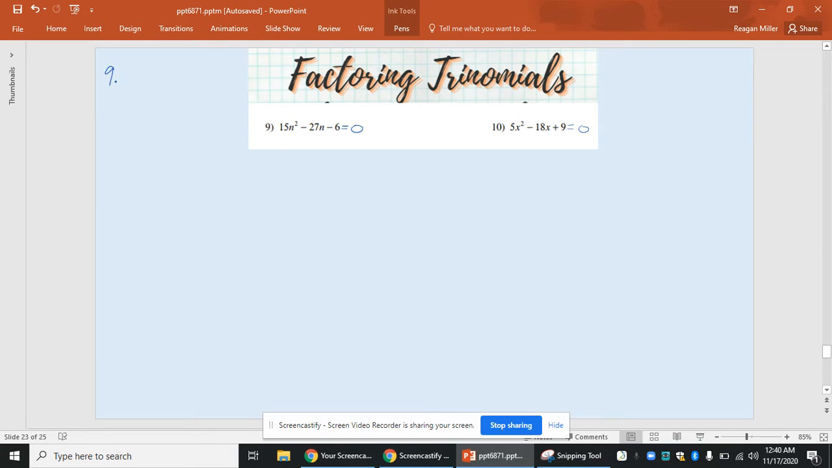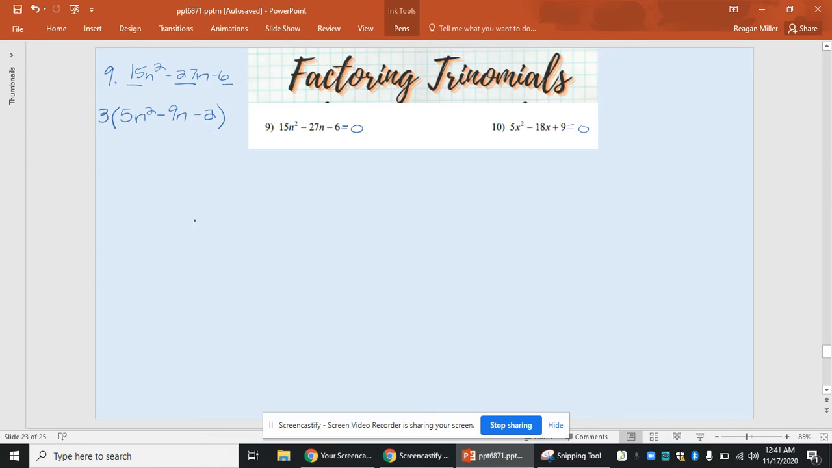So here, if we're looking at number 9, you have 15n squared minus 27n minus 6. And you need to figure out what the biggest number is that divides evenly into all three numbers, 15, 27, and 6. The GCF here for number 9 is going to be 3. So when I pull out a 3, I divide each of these numbers by 3. So 15 divided by 3 leaves us with a 5. 27 divided by 3 leaves us with a 9. And 6 divided by 3 leaves us with a 2.